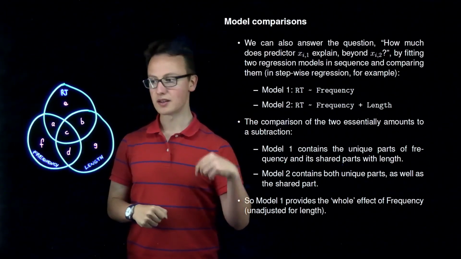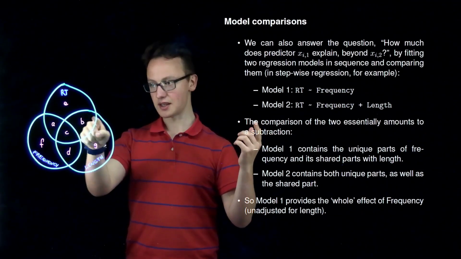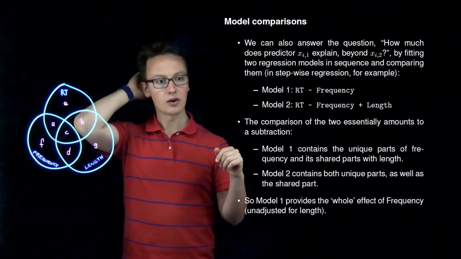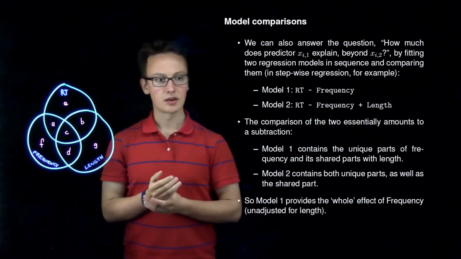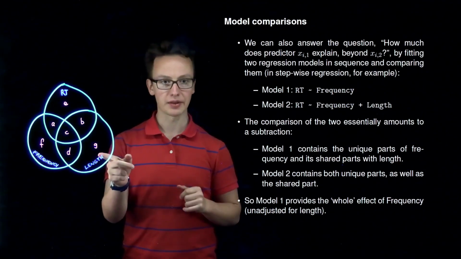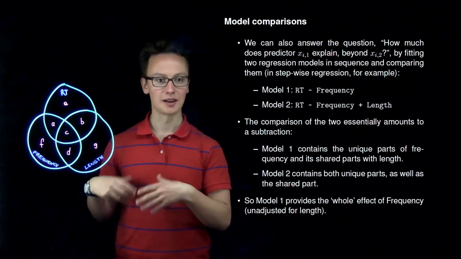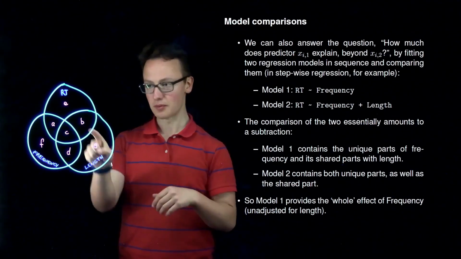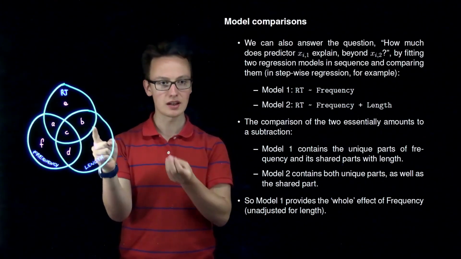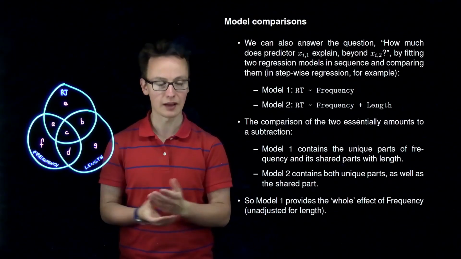So recall that model 2 explains A, C, and B, whereas model 1 only explained A and C. And now I could ask, okay, what is the unique contribution of word length to reading times that is not including the shared part that's also covarying with frequency? So B in this case. I could ask the question now, what is B? What is this unique contribution of the predictor length?